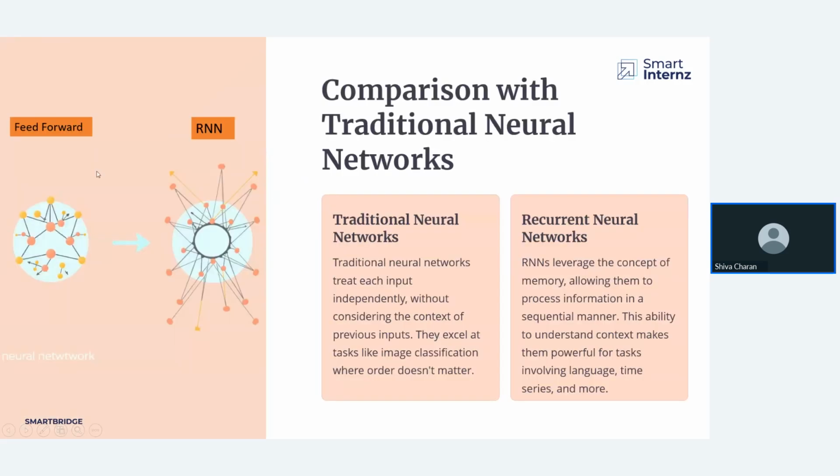So feed forward neural networks, RNN neural networks. Feed forward and traditional neural network, recurrent neural networks. Understood? In feed forward, order doesn't matter. In recurrent, order does matter. And based on the previous steps only, it will be retaining the information through the hidden state. What the hidden state is, we'll discuss. Everyone clear, right?